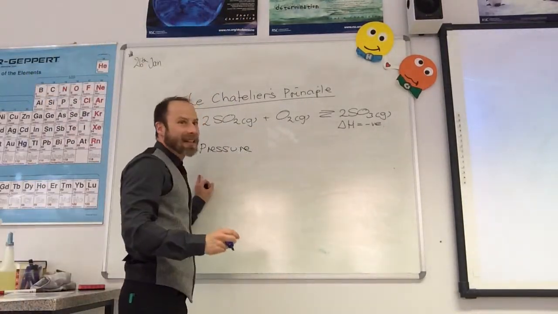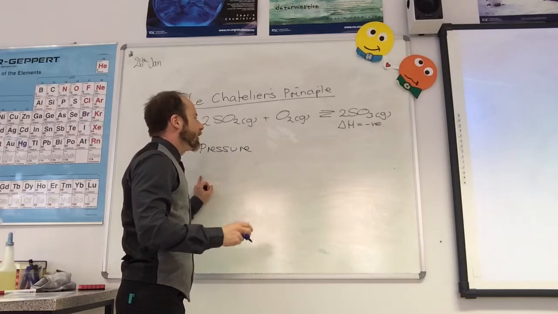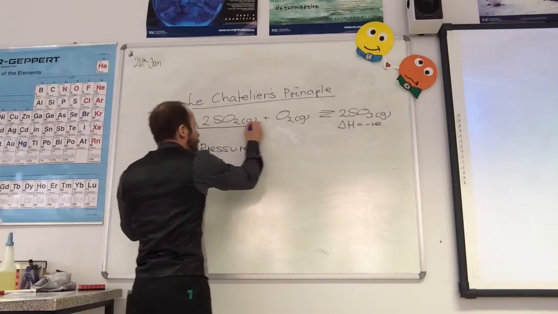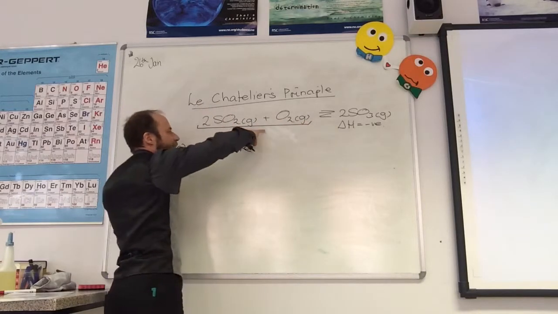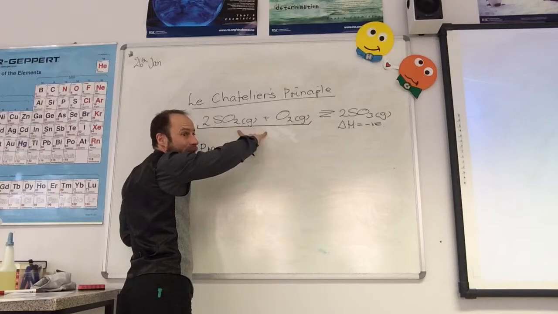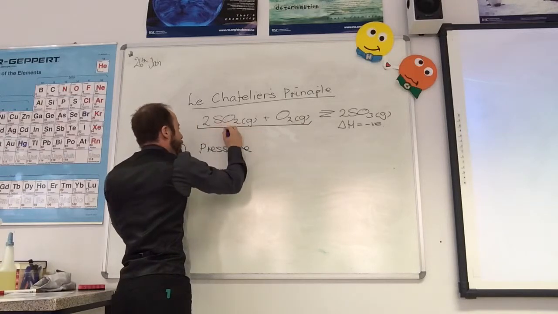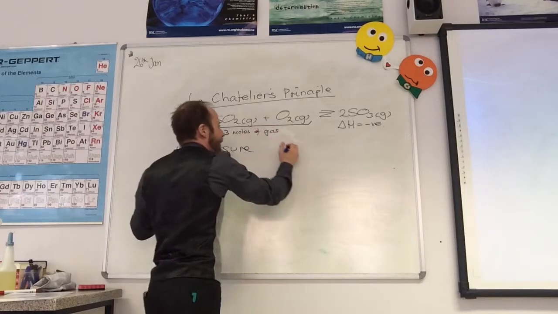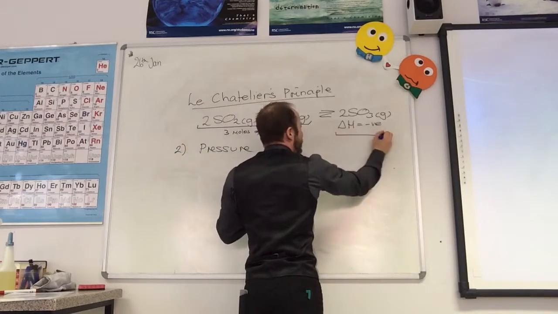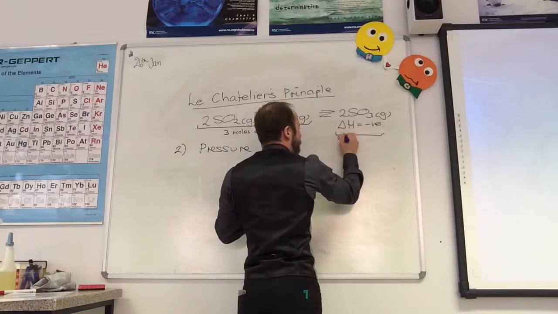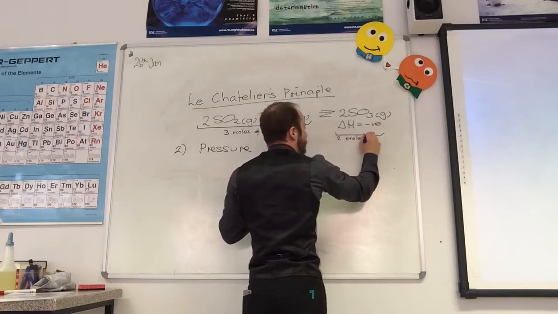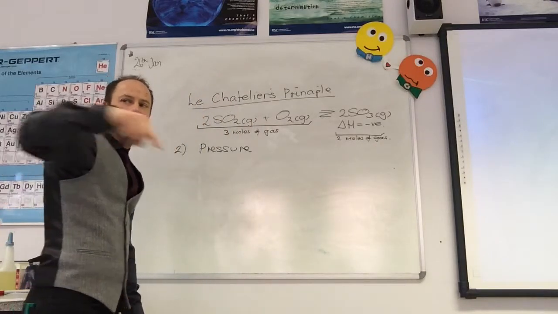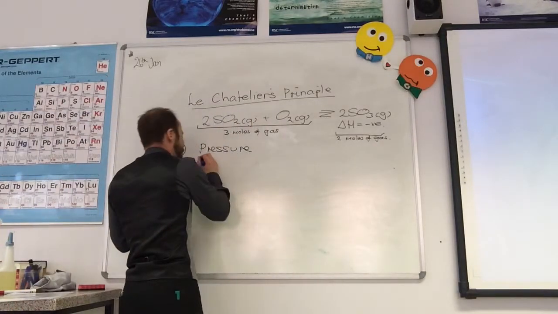Pressure only works if they're gaseous reactions. So the key thing that I would do is I would add up how many moles of gas you have on each side. So how many moles of gas do I have on my left-hand side? 3. Brilliant. 3 moles of gas. It's only gas that counts. How about on the right-hand side? 2 moles of gas. If I increase the pressure, the equilibrium will shift to reduce it.